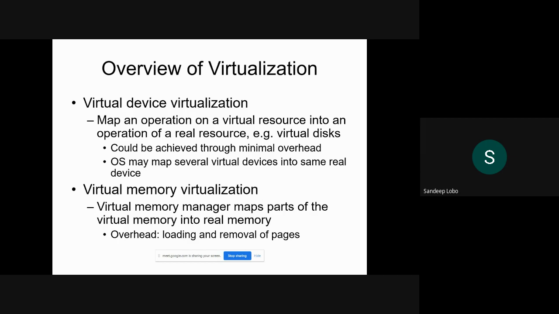So what does virtualization do? Virtualization virtualizes your devices. It maps an operation of a virtual resource into an operation of a real resource. Nowadays, it is possible to achieve this with minimal overhead. The OS may map several virtual devices into the same real device. So if you have devices with multiple requirements, you can have them individually virtualized and mapped. Applications that require individual devices can also be virtualized.